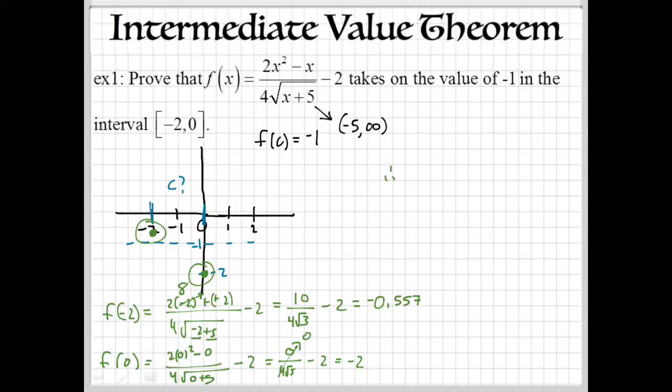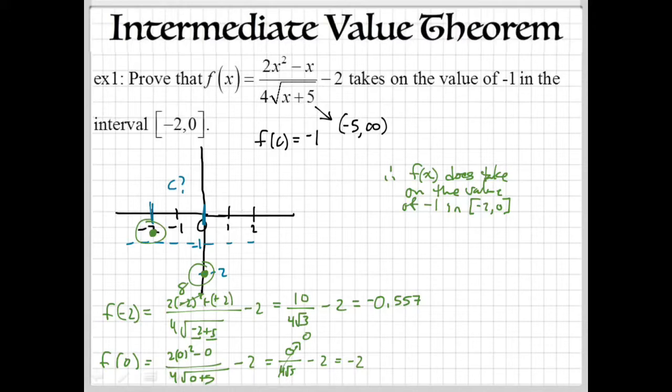Therefore, f of x does take on the value of negative 1 in this interval, negative 2 to 0. And that's all the intermediate value theorem says. That's it. You don't have to do anything else with it.